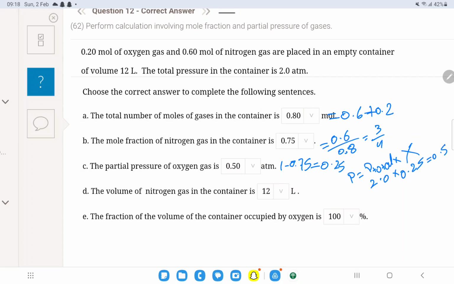The volume of nitrogen in the container, we said that the gas takes the whole volume, so the volume of the container is 12, and the volume of nitrogen is 12. The fraction of the volume of the container occupied by oxygen is 100%. Oxygen occupies 100% of the volume of the container, and so does nitrogen.